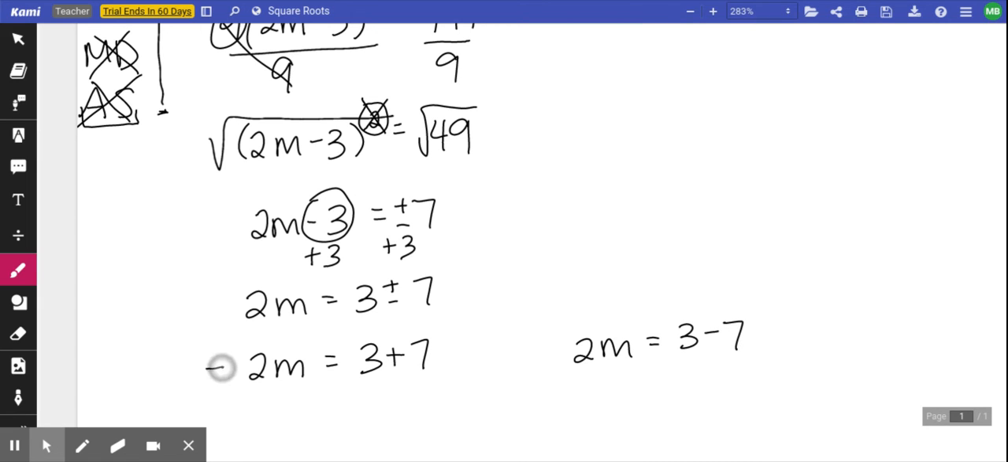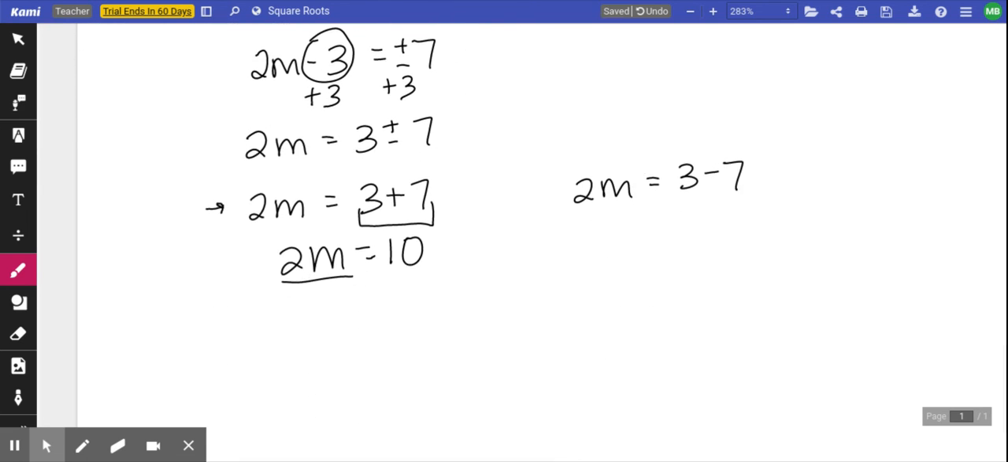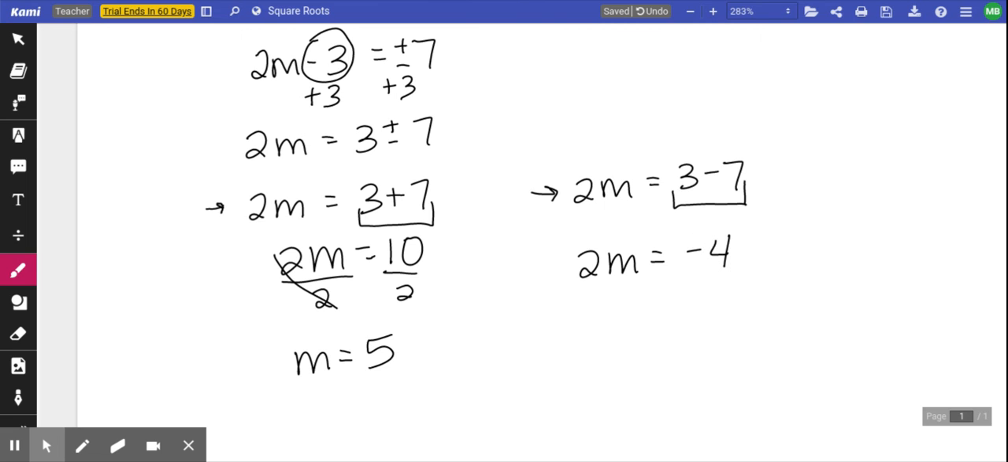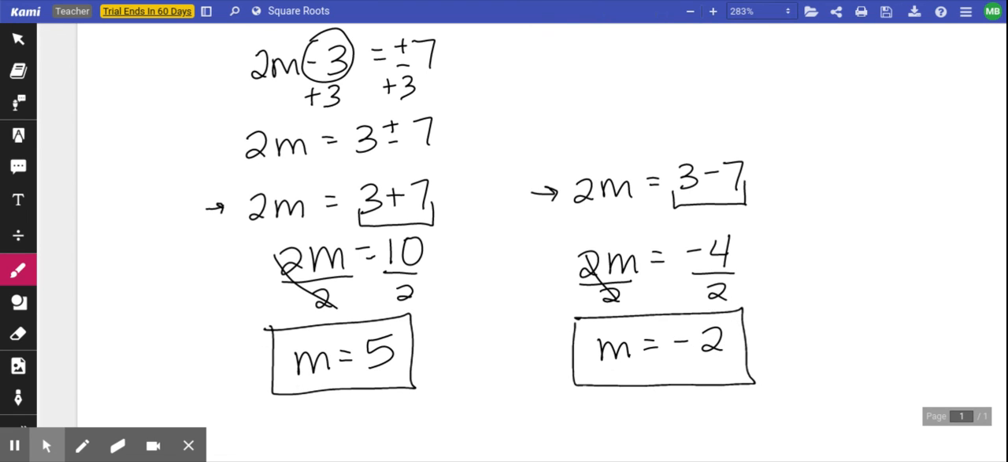Well, let's look at this first one. 3 plus 7 is 10, so 2m is equal to 10. My next step would be to divide by 2, so m is equal to 5. Let's look at our second solution. 3 minus 7 is negative 4, so 2m is equal to negative 4. Divide both sides by 2. Now I have m is equal to negative 2. So my two solutions would be positive 5 and negative 2.